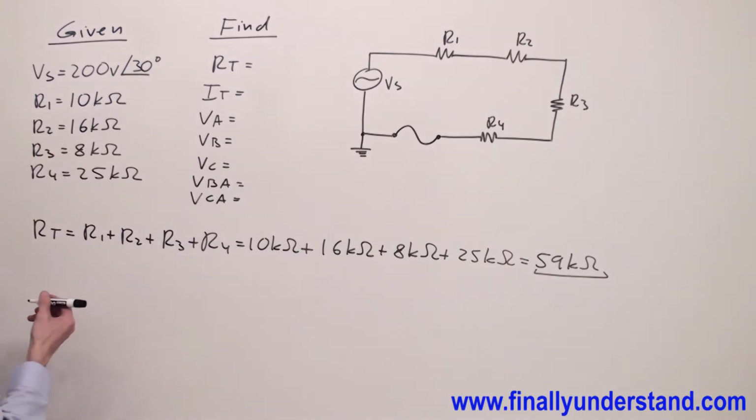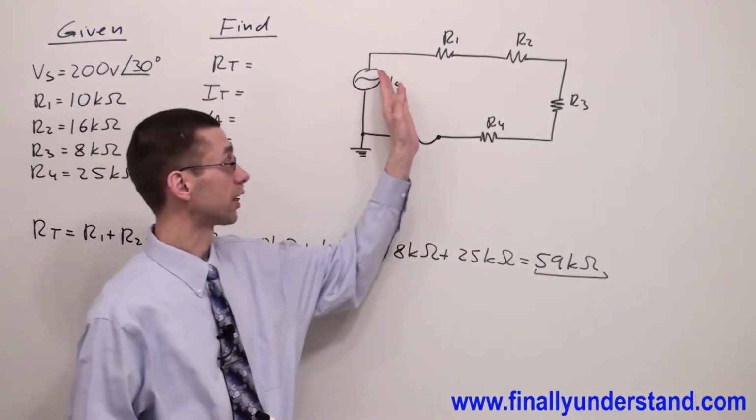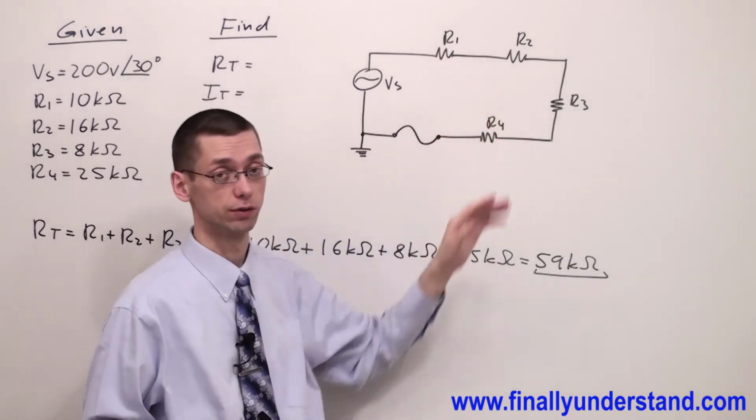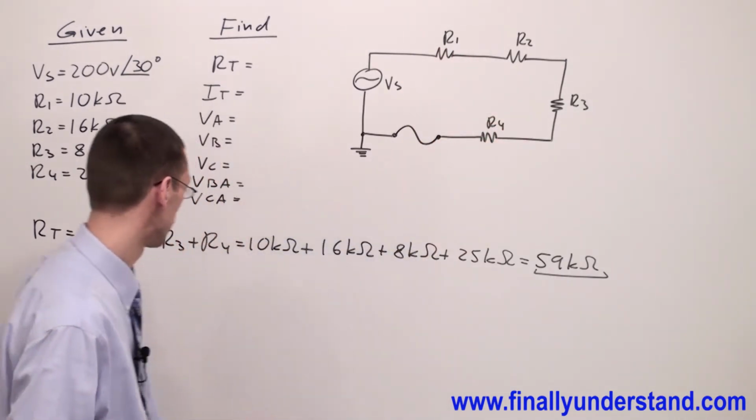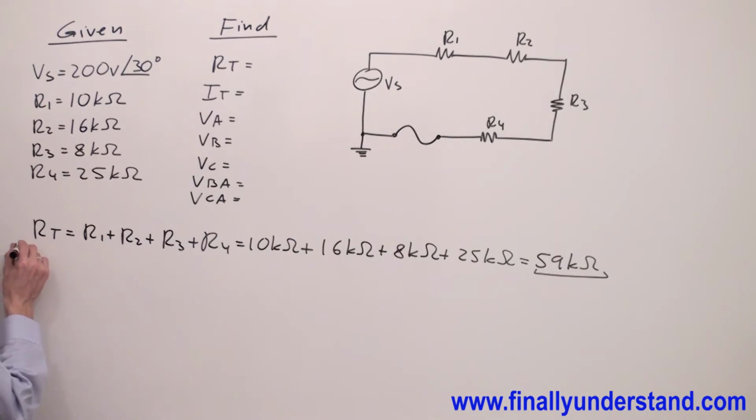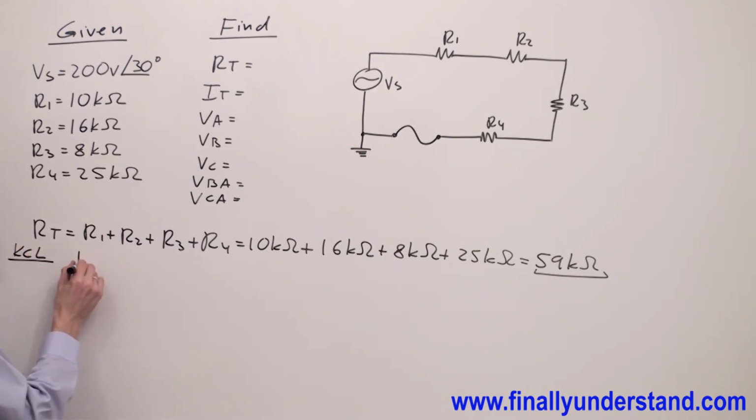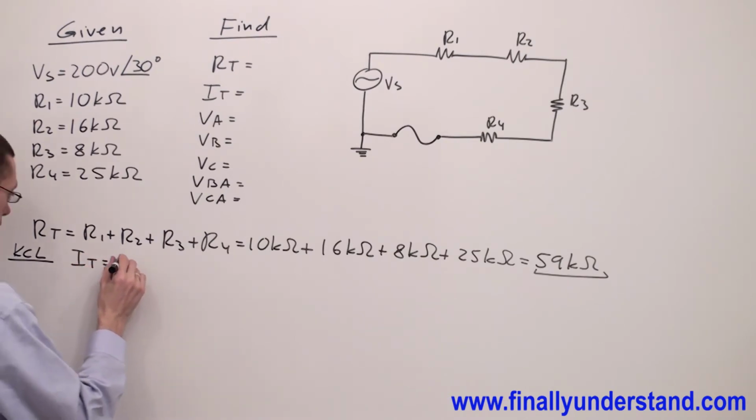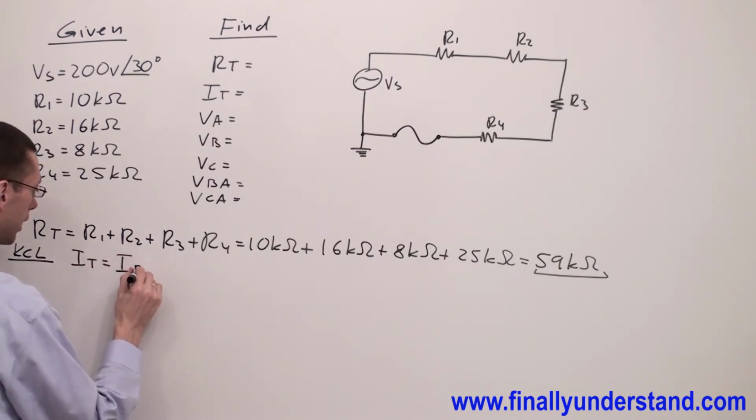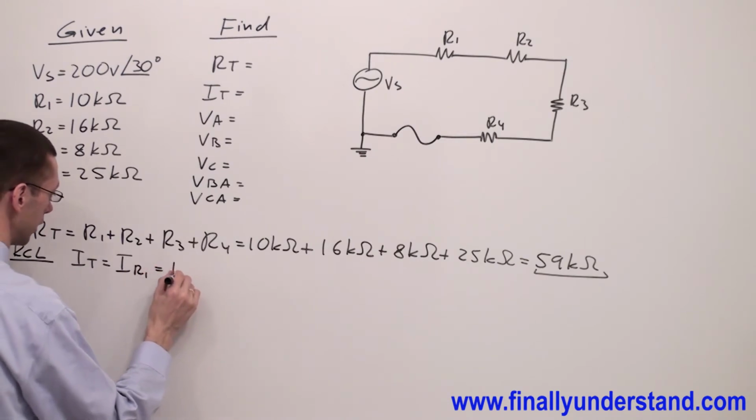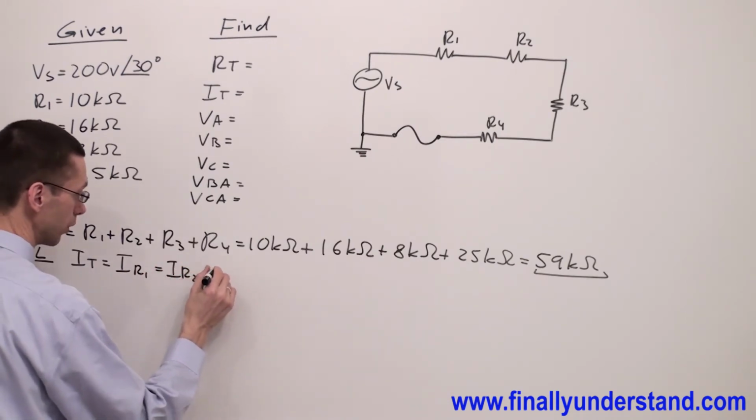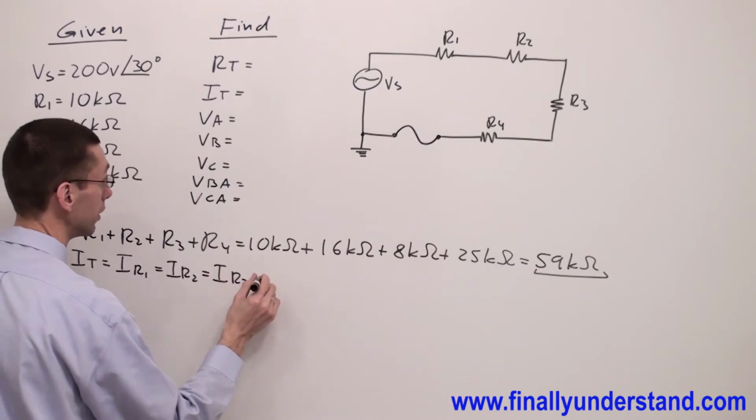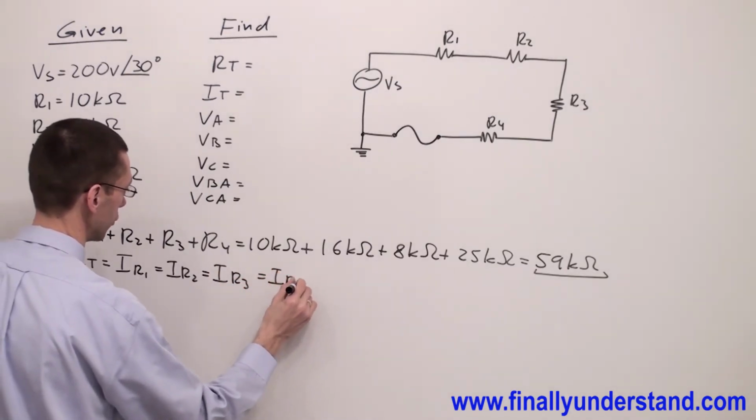Next, we're supposed to find I total. You're supposed to realize that this is a series circuit, and in the series circuit, the current at every single point of the circuit is the same. That's why I'm going to write KCL for this circuit, which simply is I total equals I R1 or I1 is equal to I R2 and is equal to I R3 and is equal to I R4.